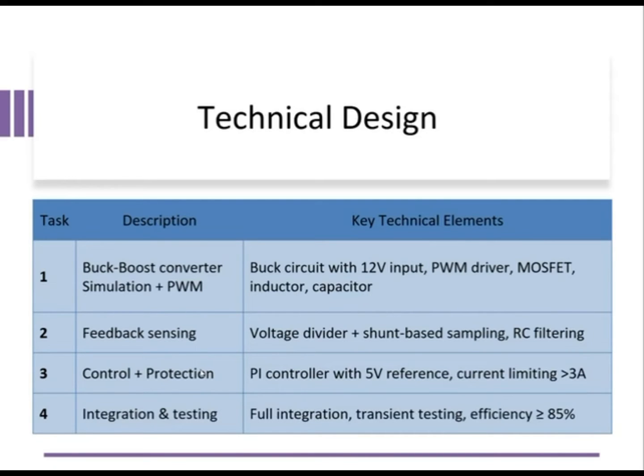Next, the control and testing. We mainly focus on buck conversion. The control part uses a PID controller with 5 volt reference, which makes precise adjustments based on feedback signals. The goal is to achieve an efficiency of over 85% through these processes. Ensure that the buck boost converter works efficiently and stably.